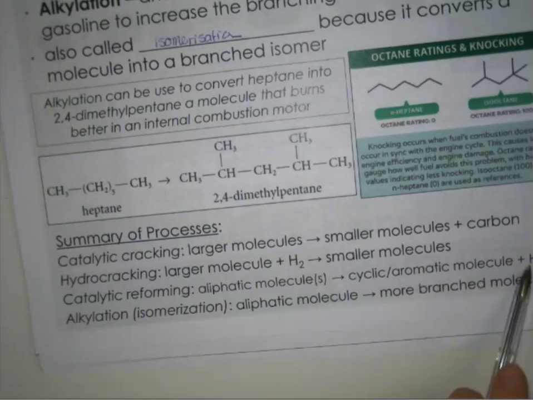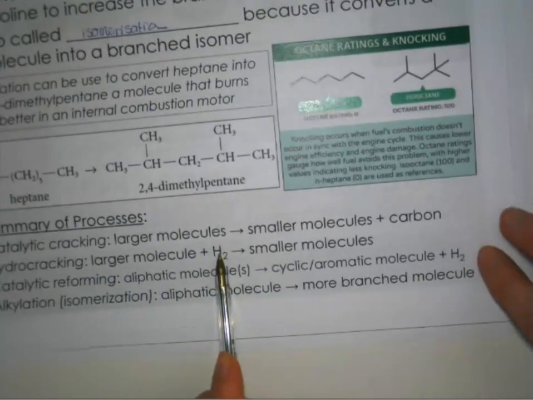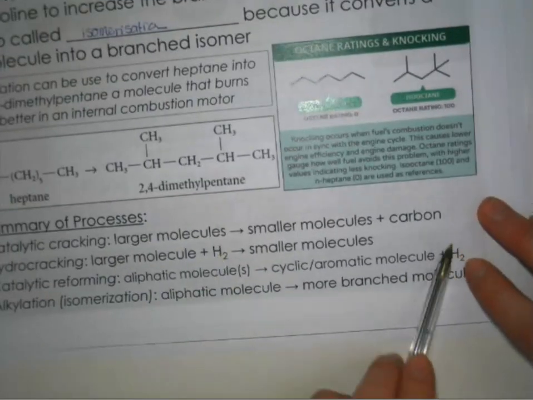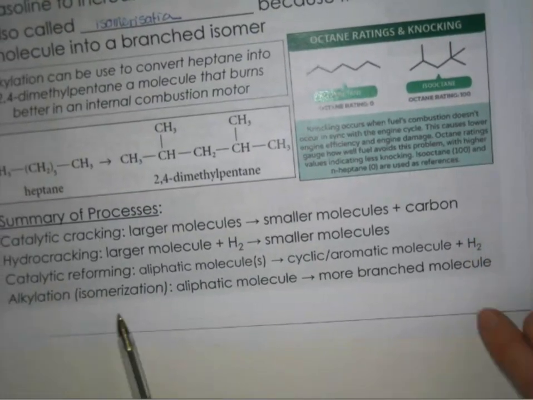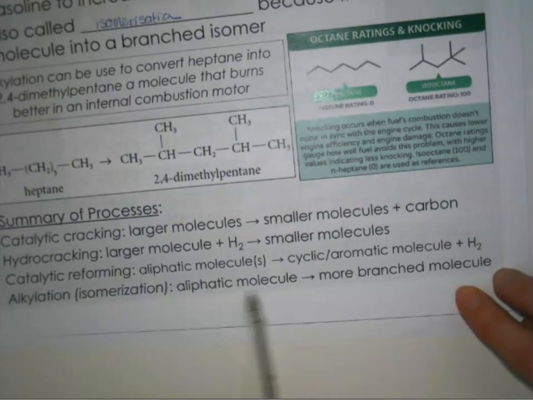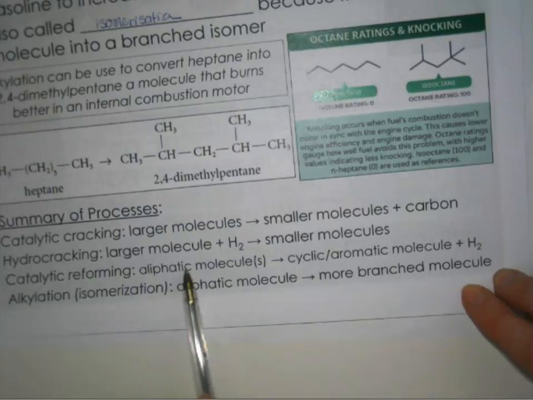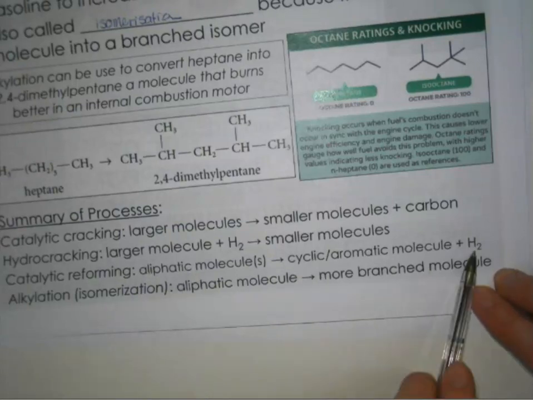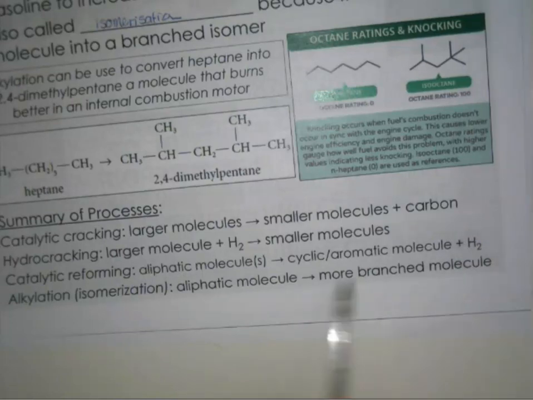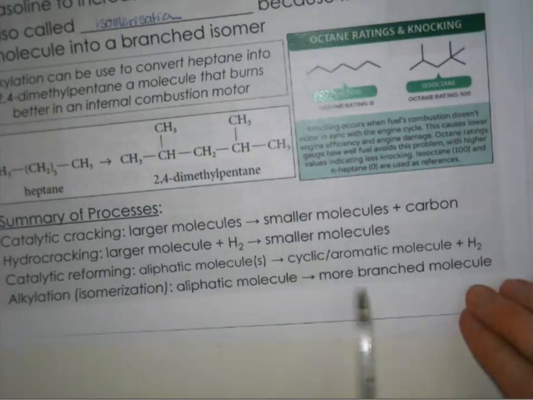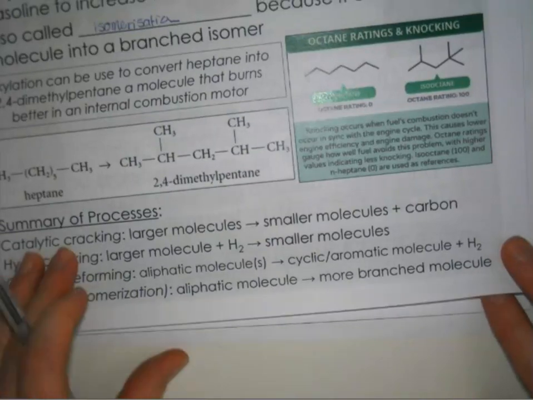So this is where we see that the byproduct of this reaction can be used to fuel this reaction. And then last of all is alkylation or isomerization, where you take an aliphatic molecule again and make a more branched molecule. Okay, so the only difference between these two is a little bit of a product difference, because you have the hydrogen from this one, and the fact that the reforming is making cyclic and aromatic molecules, and alkylation is just making a more branched molecule.